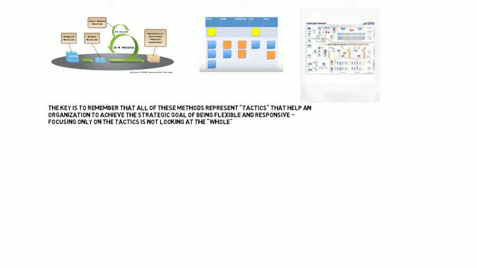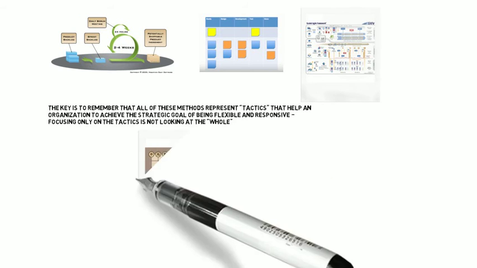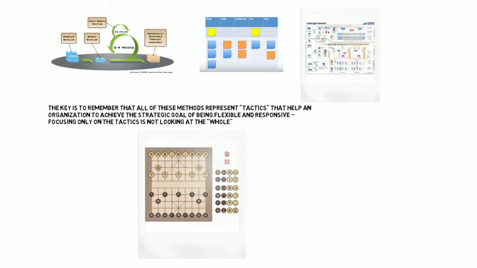The key is to remember that all these methods represent tactics that help an organization to achieve a strategic goal of being flexible and responsive to change and being able to lead change. Focusing only on the tactics of the methods is not looking at the whole. And in lean principles, you really need to keep your focus on the whole, not just very detailed specifics.